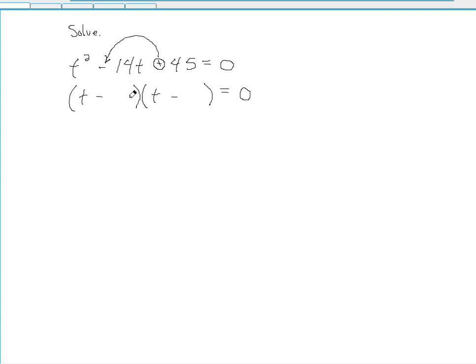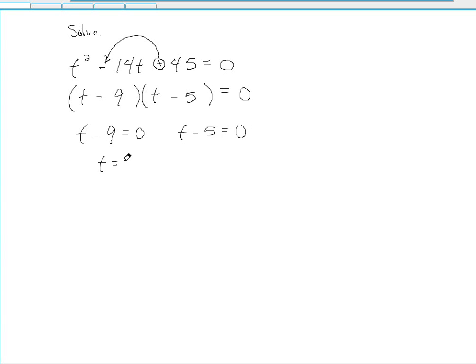Finally, the numbers that go here have to be factors of 45, and those same two numbers have to add up to a negative 14. How about a negative 9 times a negative 5? That does indeed give us a positive 45, and when you add negative 9 and negative 5, you do get negative 14. Now, you're not done. Once you have your factors, take each one. This is why you have to have 0 on the other side. Take each one and set them equal to 0 and solve.